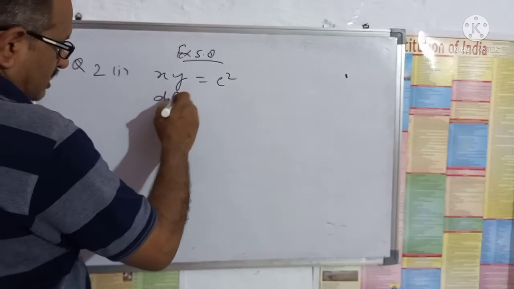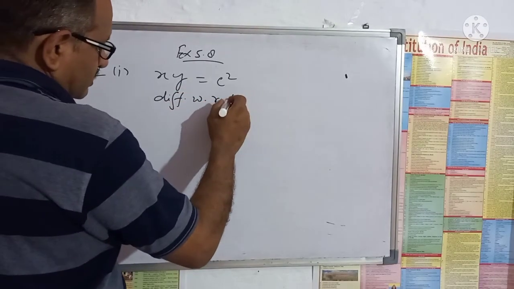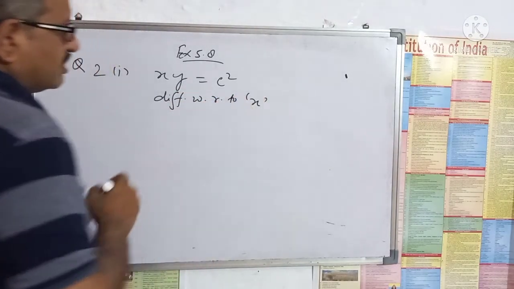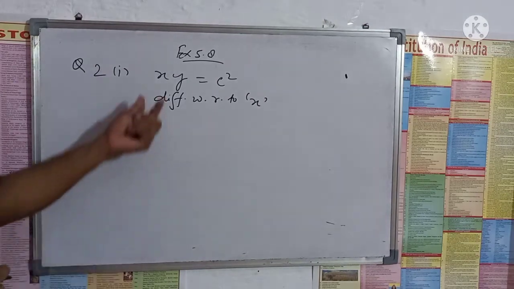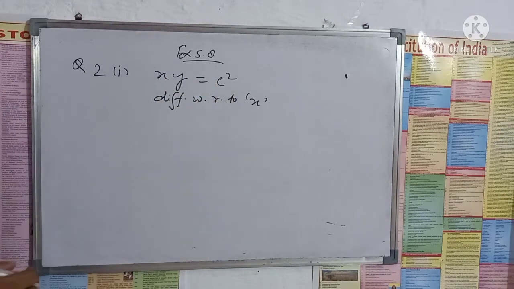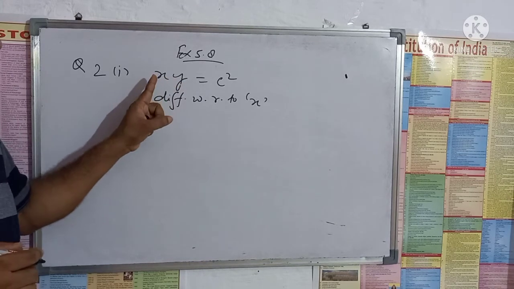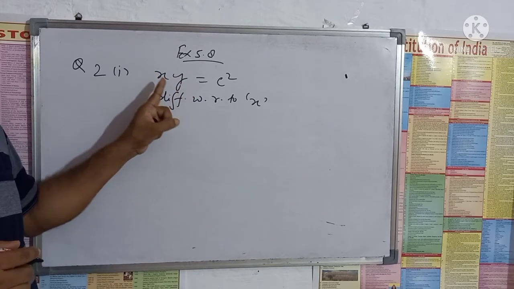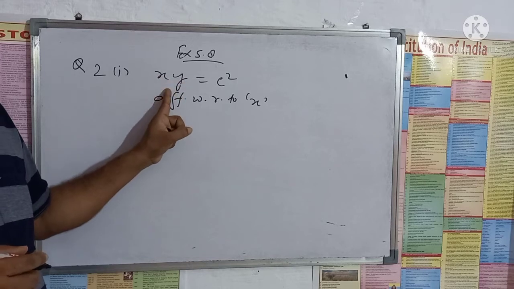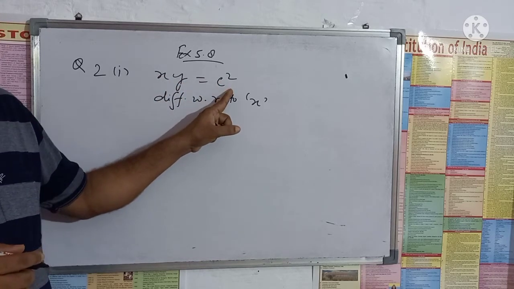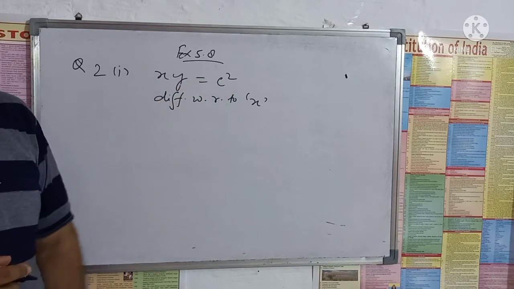Differentiating with respect to x on both the sides. So left side and right side both. We see that the left side is the product of two functions, x and y. So here we have to apply the product rule. And c square is the constant, so its derivative will be 0.